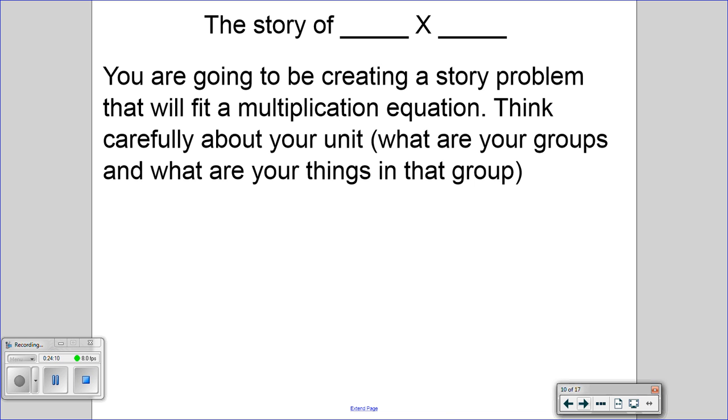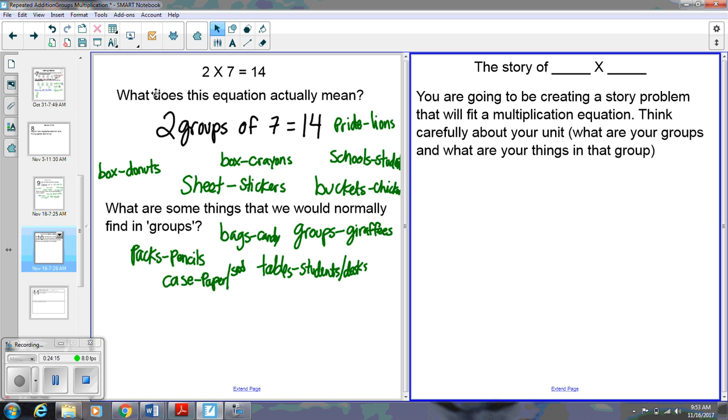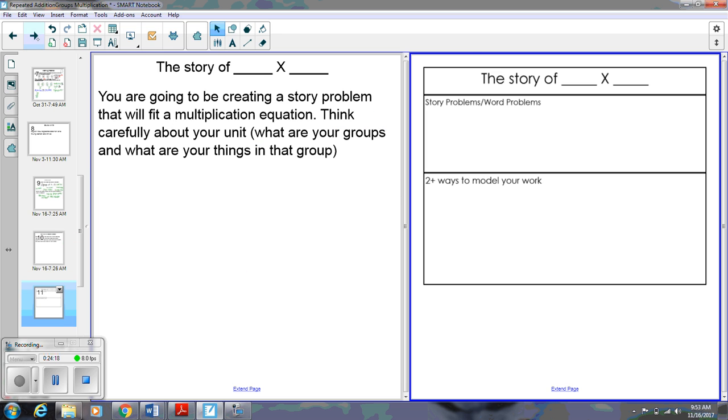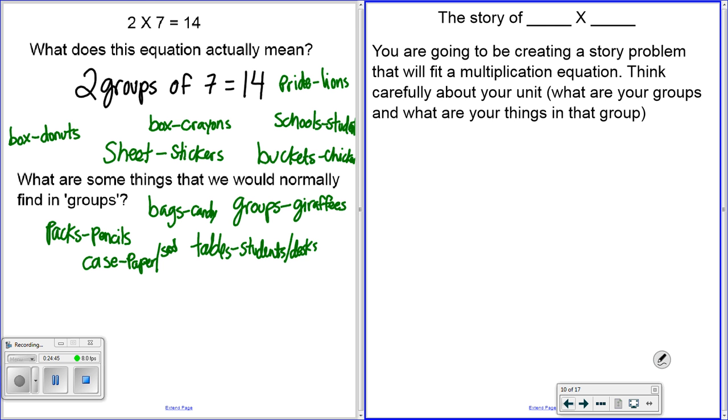So this is what this looks like. Let's do one that we've already done, the story of 2 times 7. That's one that I just gave you. What are some groups that I could do? Because remember, I'm going to have 2 groups of 7. We just made a list of some possible groups. What could I use?